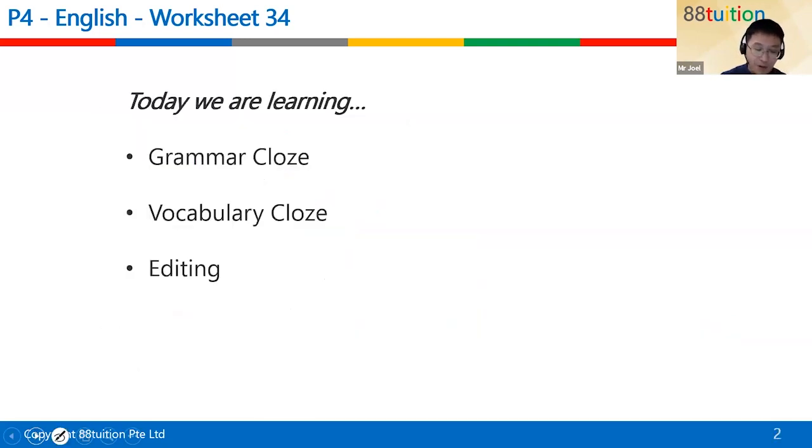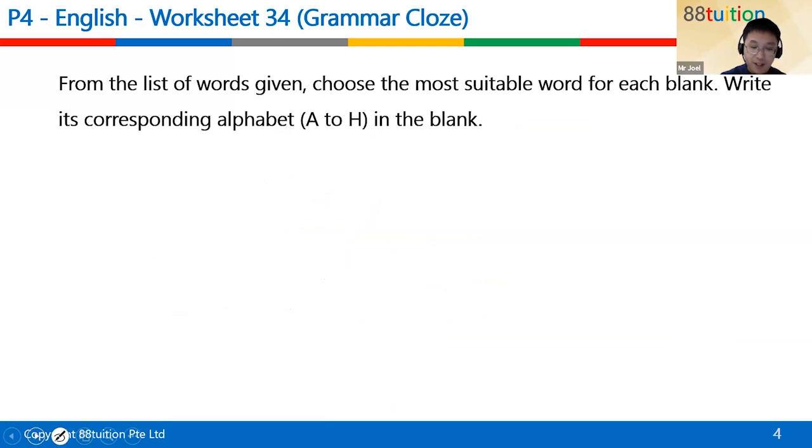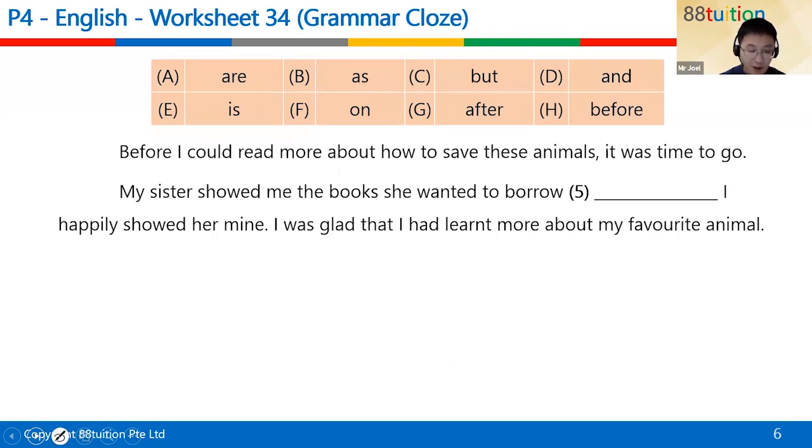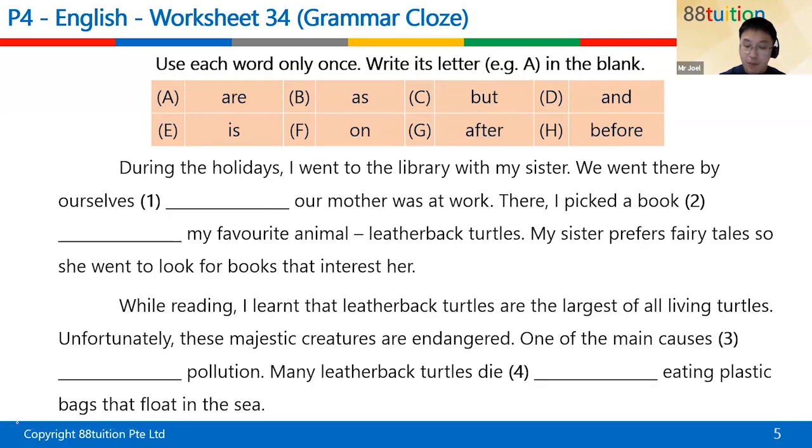So we'll begin with grammar cloze. So let's begin. All right, so we have over here a couple of different words. And remember, for grammar cloze, we don't need to use all of the words. They probably have a few that we do not need to use. Let's see how many questions we have. We have 5 questions only. So therefore, out of the 8 options given to us above, 3 are actually wrong options. So we don't need to use them.